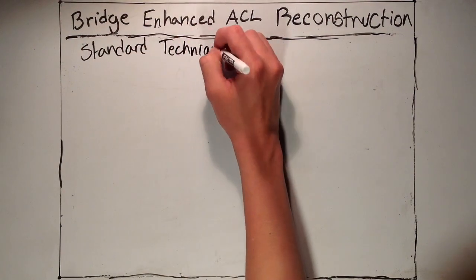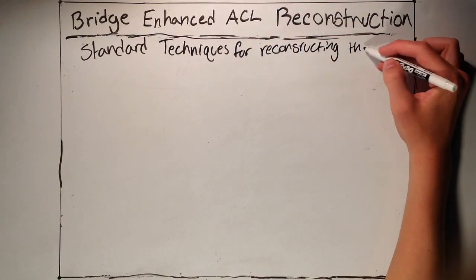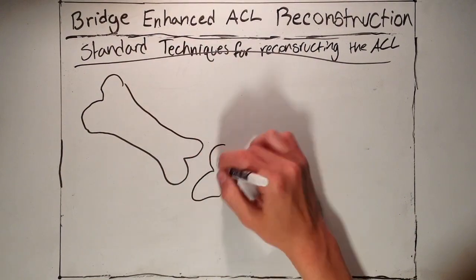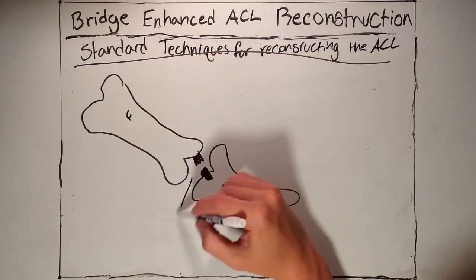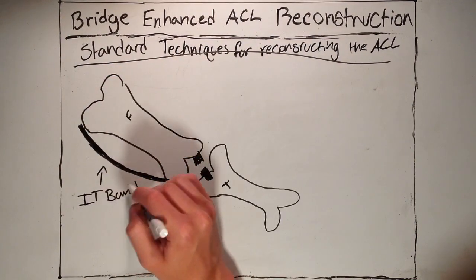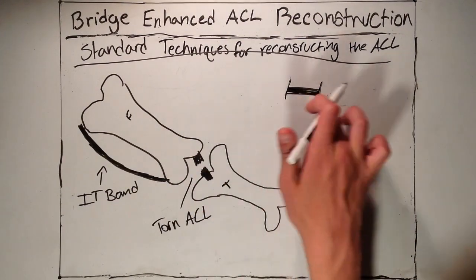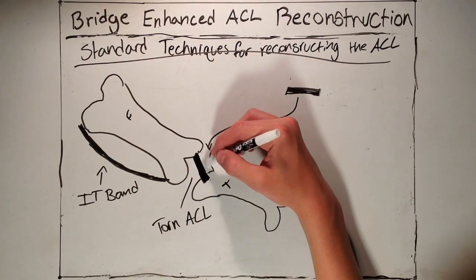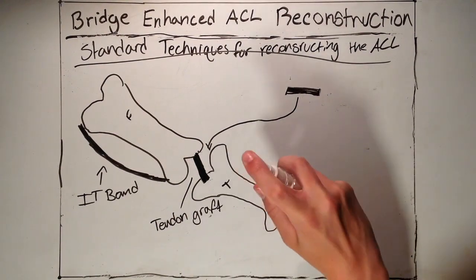After some research, I found many standard techniques for ACL reconstruction. When the ACL tears, the surgeons have to find something similar to the ACL to replace it with. Humans have a long band that stretches the whole length of their thigh. It is called the iliotibial band. It's mostly used for support of the knee, but isn't very helpful. Surgeons will extract your IT band and cut it into the precise size and shape of your ACL. They will then sew or screw it into place, and you have an ACL again.